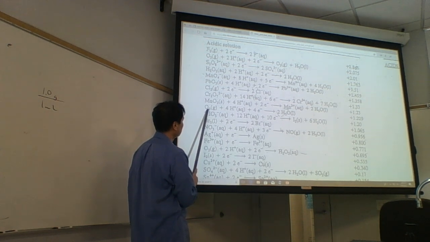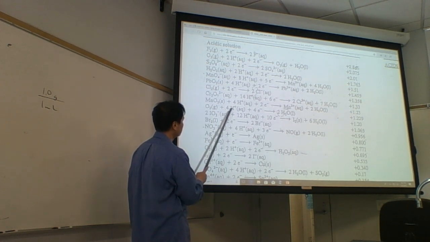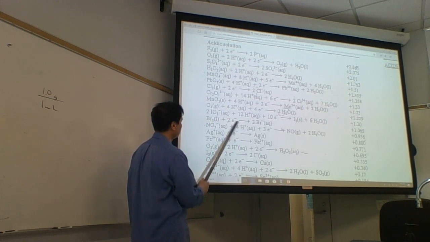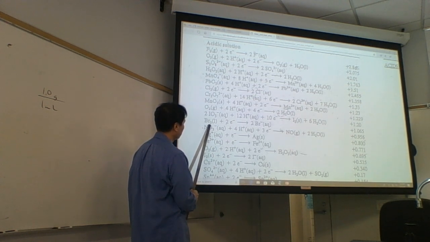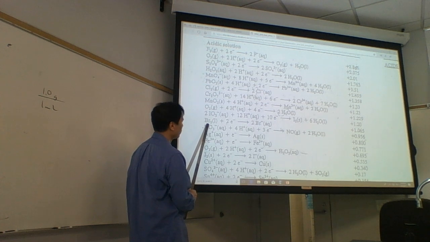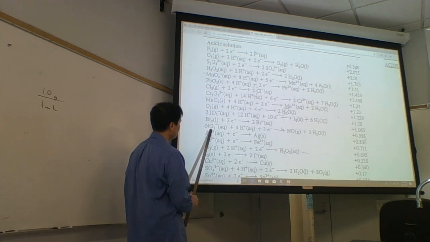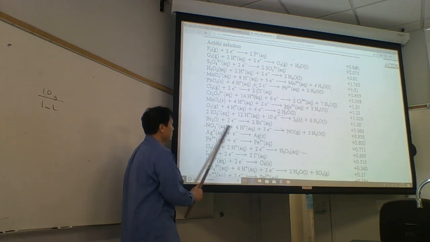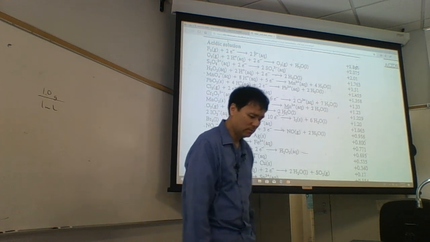This is oxygen in acid. This is iodate in acid. Bromine. Nitrate in acid. Nitrate in acid is called nitric acid.